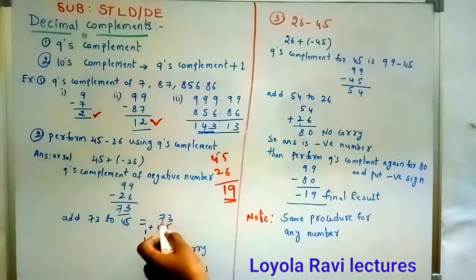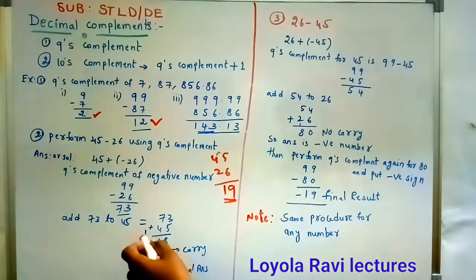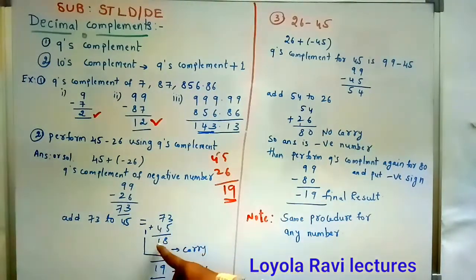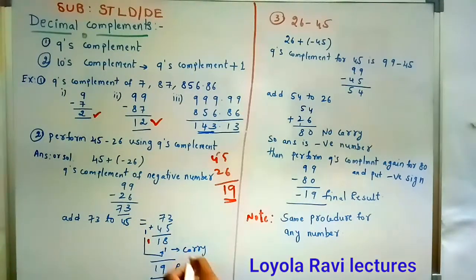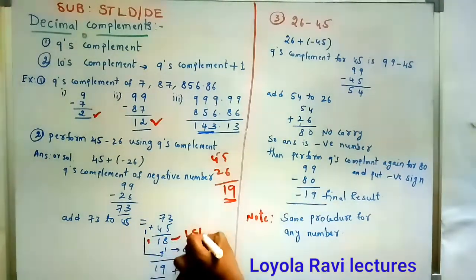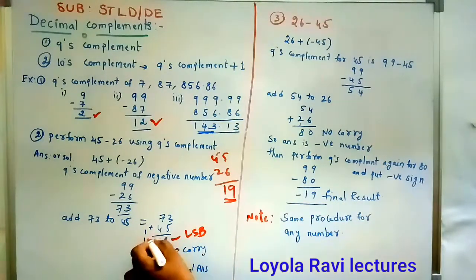Here we have two digits, 73 and 45, but we are getting another digit that is called the carry. Here 7 plus 4 is 11. One is here, one is here, nothing but we have carry. Otherwise you may take it here also, no problem. Here you can take 1 and add this 1 to the LSB. This 8 is the LSB bit and this 1 is carry. Add the carry to the LSB bit.